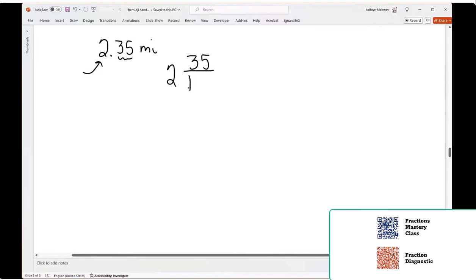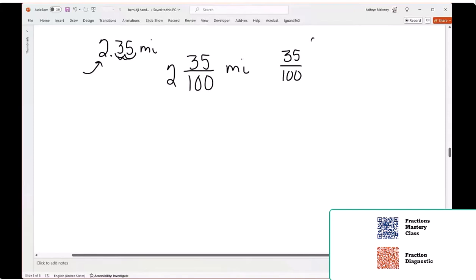It's always a 1. And I'm going to count how many places after the decimal. I have 1, 2. So that means I'm going to put 2 zeros right here. So far, we have 2 and 35/100 mile. But I'm going to guess that that's going to reduce. Let me write it here. 35 over 100.